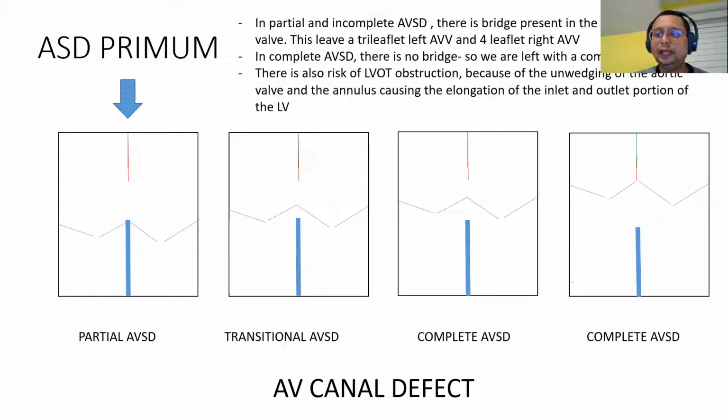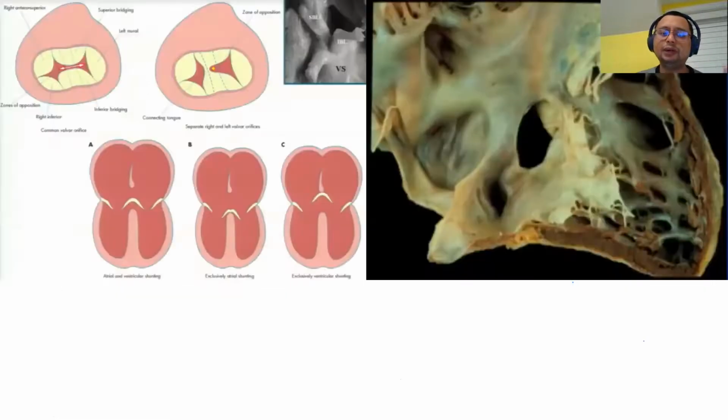In patients with ASD primum, one of the main problems is that the aorta is unwedged from the left atrium, from the mitral and tricuspid valve. So you have a risk of left ventricular outflow tract obstruction because of the elongation of the left ventricular outflow tract. So I hope you understand now the basics of AV canal defect and what is ASD primum.